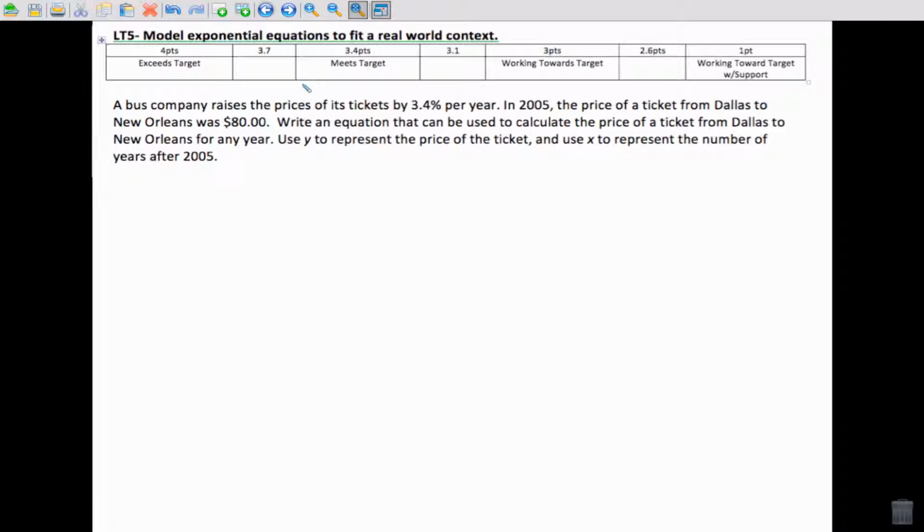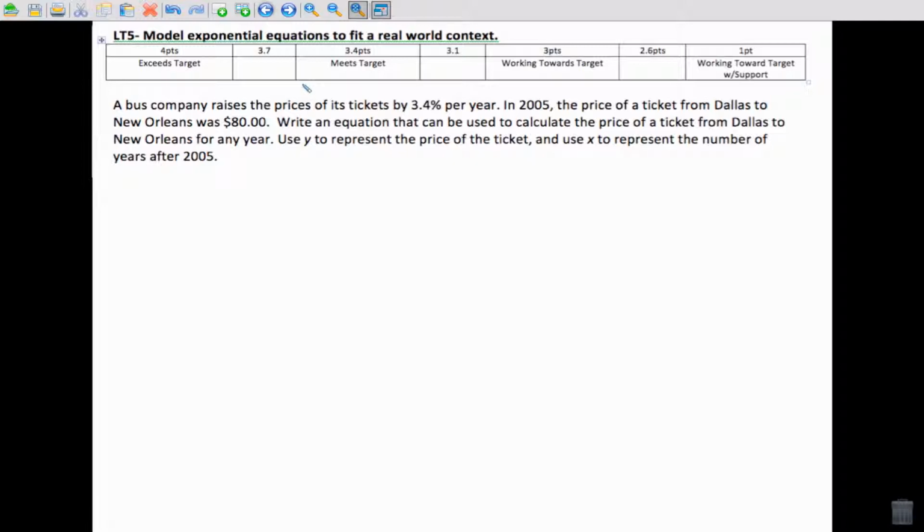Our first context has to do with a bus company. It raises the price of its tickets by about 3.4% each year. In 2005, the price of a ticket from Dallas to New Orleans was $80. You were asked to write an equation that can be used to calculate the price of a ticket from Dallas to New Orleans for any year. You're asked to use Y to represent the price of the ticket and to use X as representing the time in years after 2005. Okay?